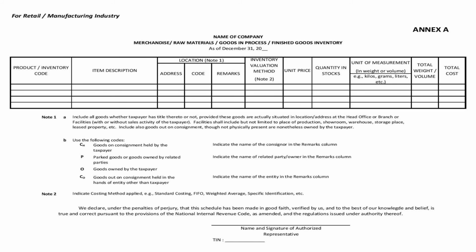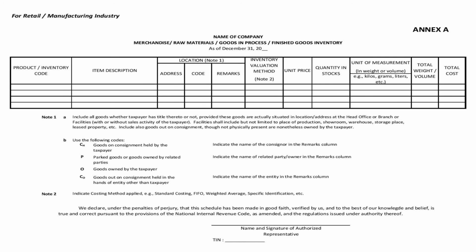Okay, let us go to Annex A for the retail manufacturing industry. What is required? Required here are the name of the company, merchandise, raw materials, goods in process, finished goods inventory as of December 31, if that is its year-end. In the first column, the product or inventory code is required. In the second column, the item or description, what kind of inventory it is. Next, we have location note 1, and under location, three pieces of information are required: the address, the code, and the remarks.